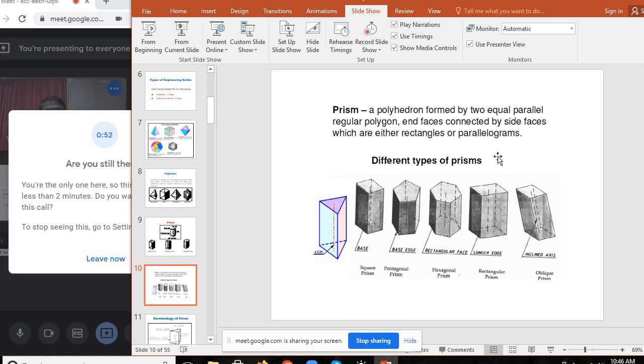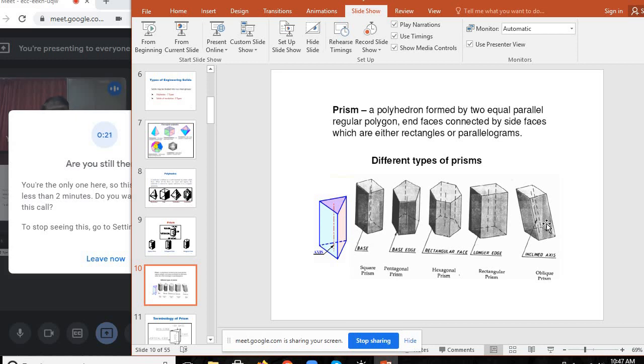So by defining prism, a polyhedron formed with 2 equal parallel regular polygon end faces connected by side faces which are either rectangles or parallelograms. The figure shows the different types of prisms. First one is triangular prism, next one is square prism, pentagonal prism, hexagonal prism, rectangular prism, and oblique prism.